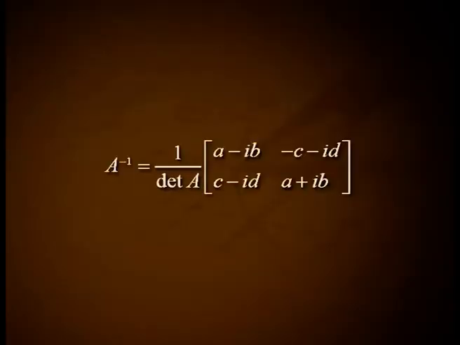Then not all of a, b, c, d are 0. We have determinant of A = a² + b² + c² + d². Since a, b, c and d are real and not all of them are 0, determinant of A is not equal to 0. Therefore, the matrix A is invertible. In fact, A inverse = 1/det(A) times [[a - ib, -c - id], [c - id, a + ib]], which is easily seen to be an element of M. Thus, the non-zero elements of M form a group under multiplication. We can show by examples that the commutative law of multiplication does not hold in M. Therefore, M is a strictly skew field.